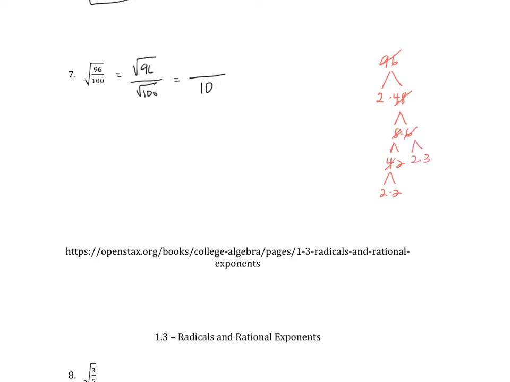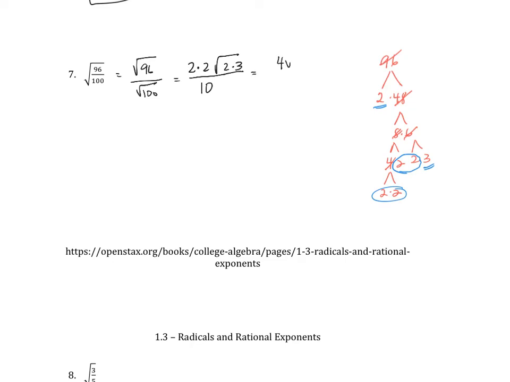All right, so let's look for pairs. So I have a pair of 2s here. I have a pair of 2s here. I have a leftover 3 and a leftover 2. So I'm going to have 2 and 2 on the outside, and then a 2 and a 3 on the inside.